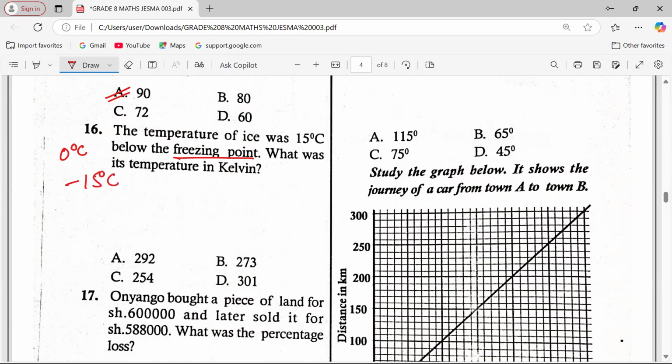How do we convert temperature from degrees Celsius to the Kelvin scale? We convert by adding 273. So to convert this, we need negative 15 and we add 273. This is going to give us exactly 258 Kelvin. Among the choices provided, we didn't have the correct answer. So a learner is expected to express his or her answer that way.